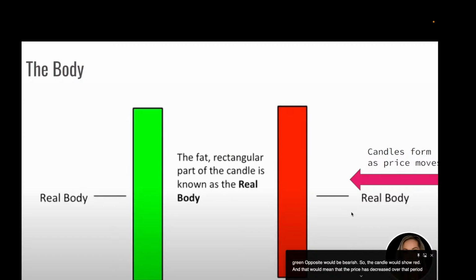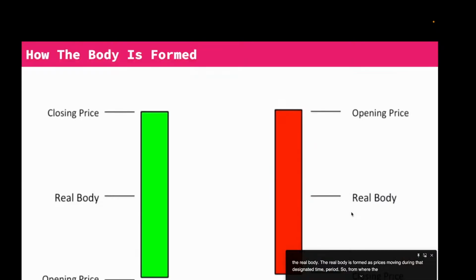There are a couple of different parts to identify on candles. The most important part that you need to understand as beginners is what we refer to as the real body. That's the fat rectangular part of the candle that you are seeing here on the screen. The real body is formed as price is moving during that designated time period, from where the price opens to where it closes.